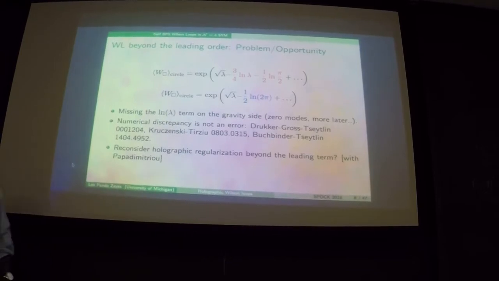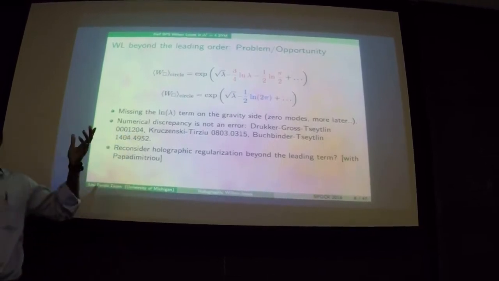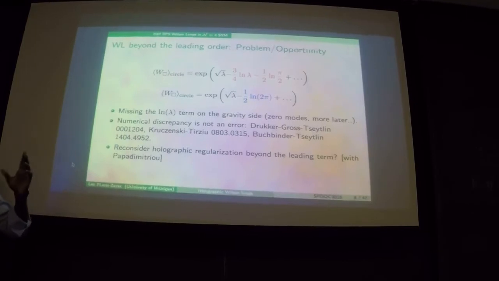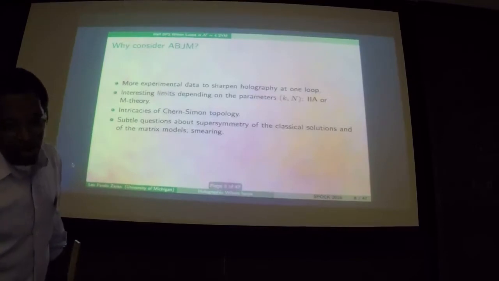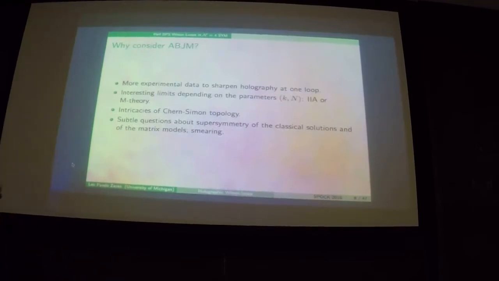So one possibility, which I will talk about if I have time at the end, is that perhaps the way that we are regulating divergences in the worldsheet is not completely correct, and we need to go back and revisit that, because that's the source. It's quite interesting, actually. Okay, so this is the situation. This is my main motivation, what I'm interested in this class of problems.